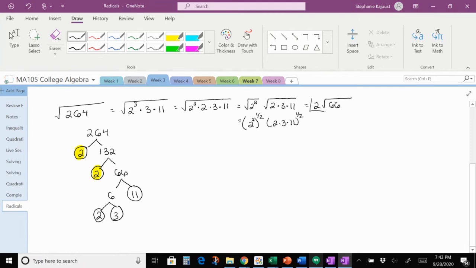So our goal is to get what's inside the square root symbol smaller. So I went from 264 to 66, and then try to get as much outside of the square root as possible. And so in this case, I was able to pull out the square root of 4, basically 2, and then I have what's left over.